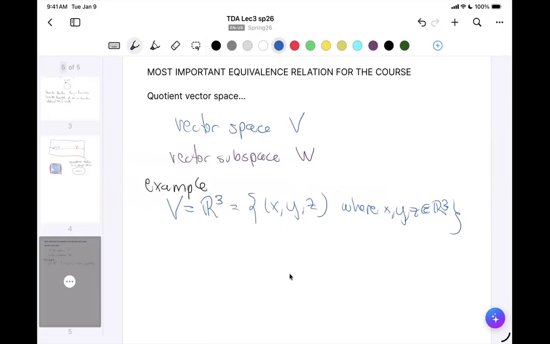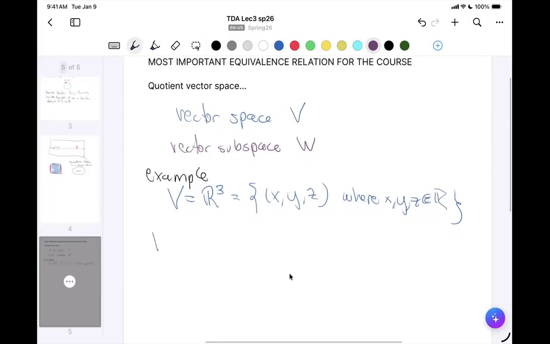Oh, well, yeah, you're right. Thanks. Oops. Right. So W could be the xy plane again, which concretely you can think of as triples where you set the third coordinate equal to zero.